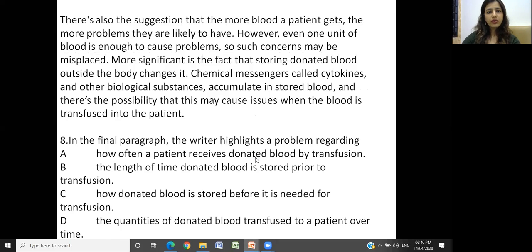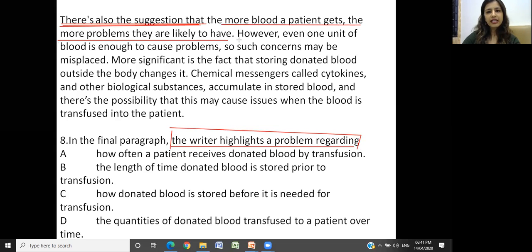Okay. So again, the eighth question was about the writer's opinion. Writer highlights a problem regarding. So if you look at the first sentence here, it is not the writer's sentence. There is also the suggestion that this is not the writer's opinion. This is others' viewpoint that the writer has taken into consideration. That the more blood a patient gets, the more problems they are likely to have. But the writer is denying that. However, even 1 unit of blood is enough to cause problems. So such concerns may be misplaced.